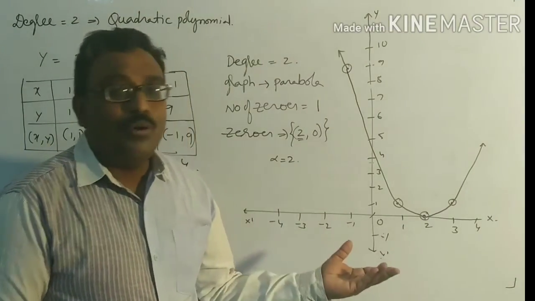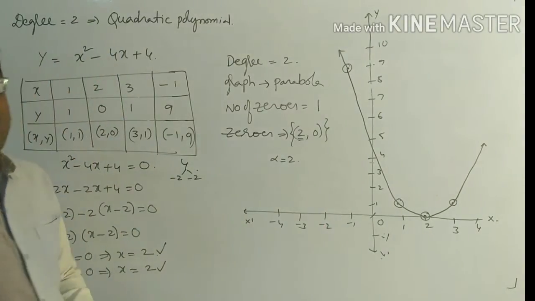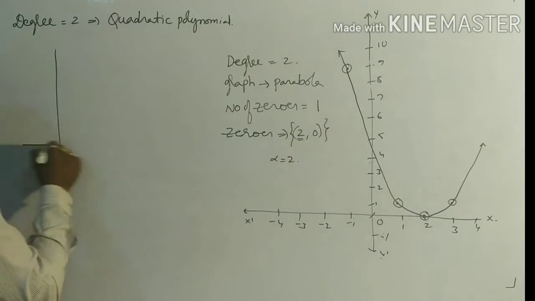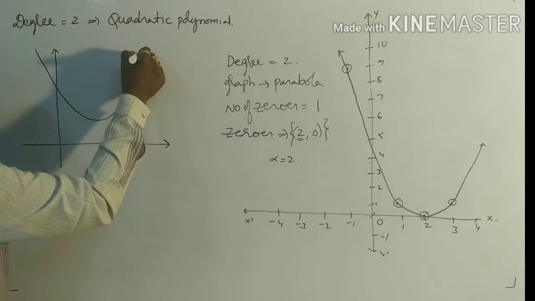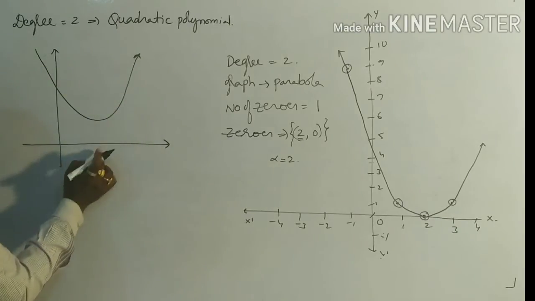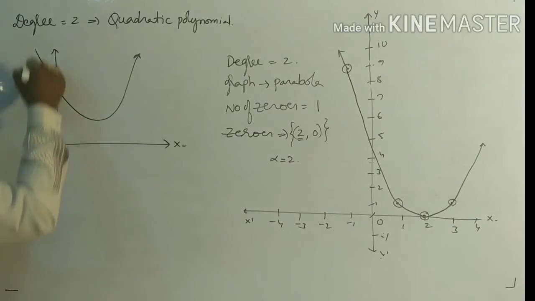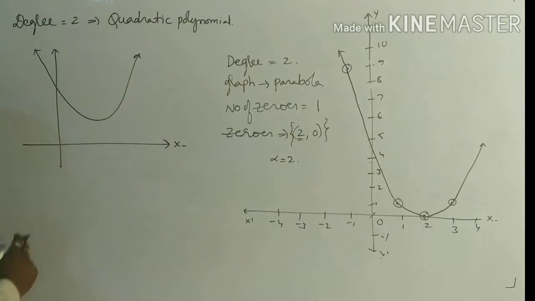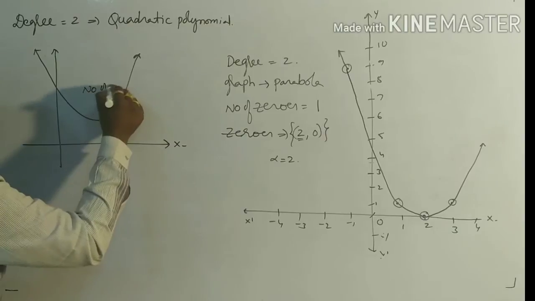Okay, and 0. Number of zeros are 0. So the graph is not intersecting the x-axis. Means if the parabola is going like this, okay, it is not intersecting the x-axis. That means this parabola, okay, degree is 2 only. Graph is a parabola only. Number of zeros.